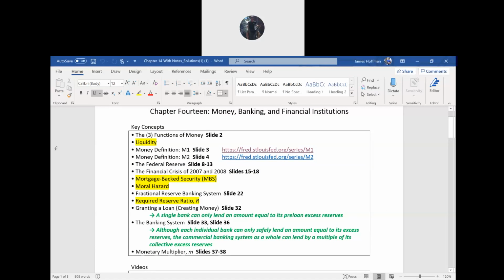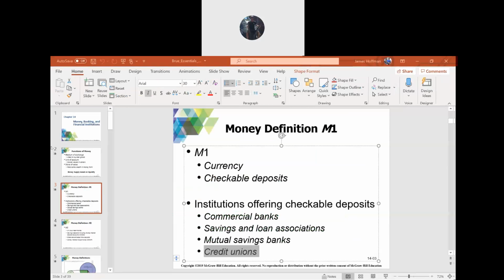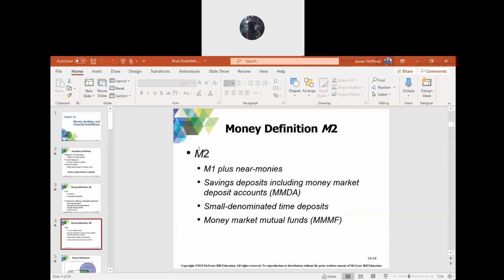Okay, then there's also another definition of money called M2, and let's look at that on slide 4. So this is M1 plus, informally, M1 plus near monies. These are things that are pretty liquid, but not as liquid as M1. These are things you can turn into cash pretty quickly, but not instantly.